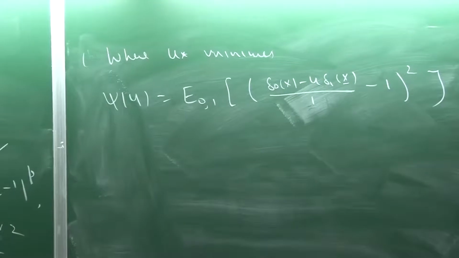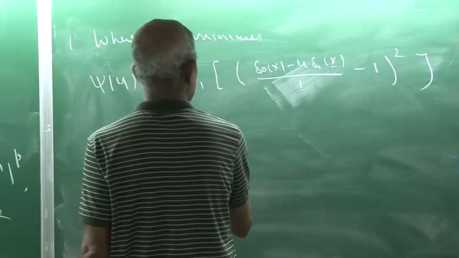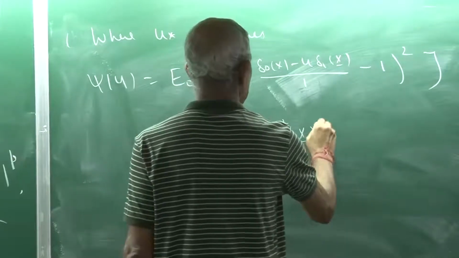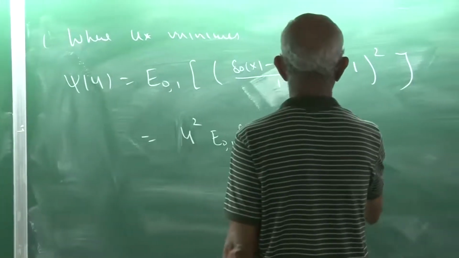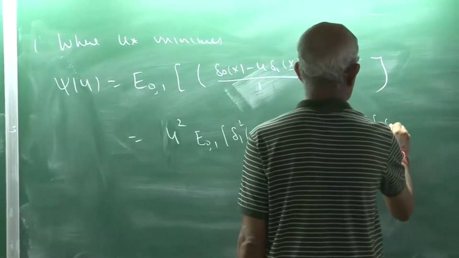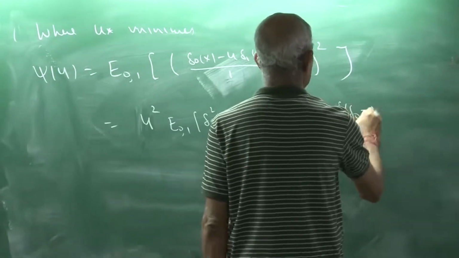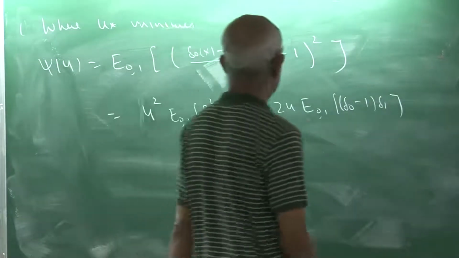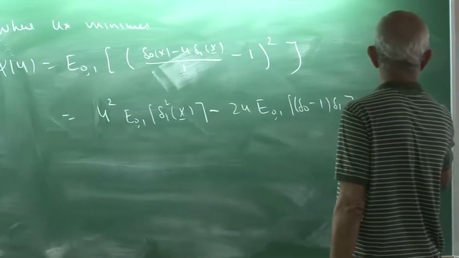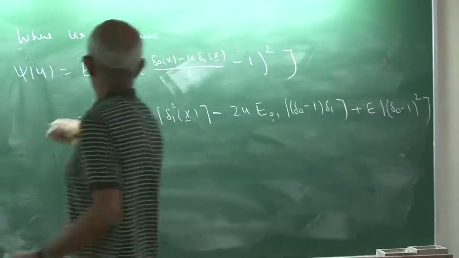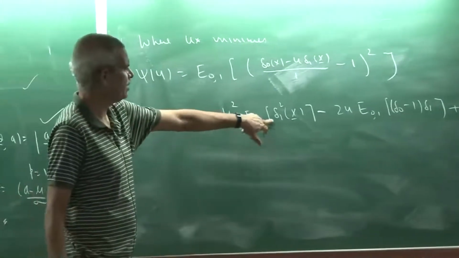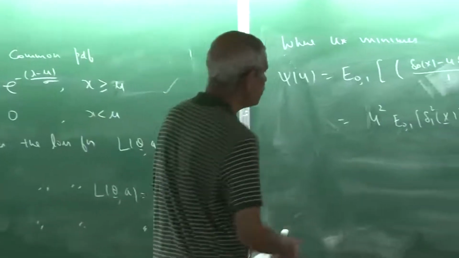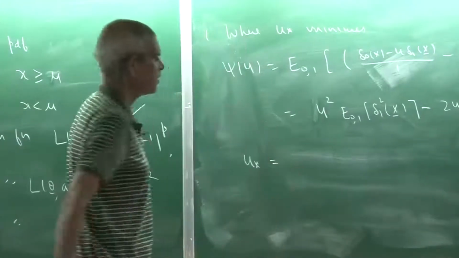All right. So what does that become? This becomes u square E_{0,1} of delta 1 square(x) minus 2u E_{0,1} of (delta naught minus 1) into delta 1, plus E_{0,1} of (delta naught minus 1) whole square. I again take the second derivative. The second derivative turns out to be 2 times E_{0,1} of delta 1 square(x), which is positive. So the minimizing u would be where the derivative is 0.